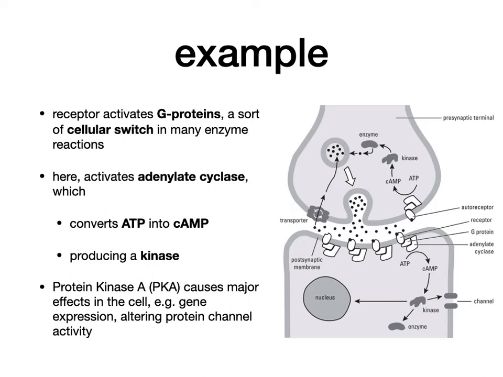I screw this up every time. Which converts ATP into cAMP, producing a kinase. What the heck am I talking about? So protein kinase A, PKA, causes a major effect in the next cell. Essentially, it's changing the gene expression, altering the protein channel activity, basically making it behave differently. At the highest level, that's what matters most here.